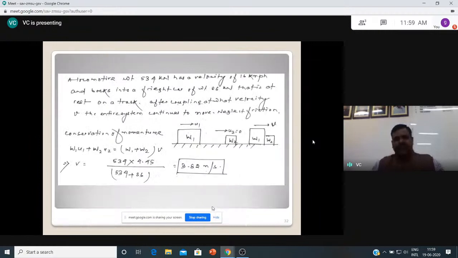Now let us consider another problem. Two blocks are W1 and W2. One is at rest. Note down.